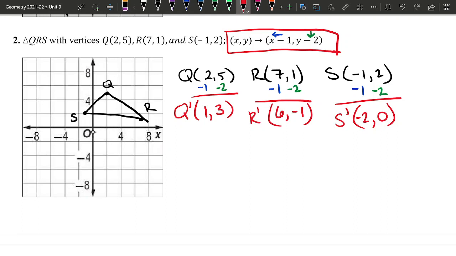So then I graph it. 1, 3. That is Q prime. 6, -1 is R prime. And -2, 0 is S prime.